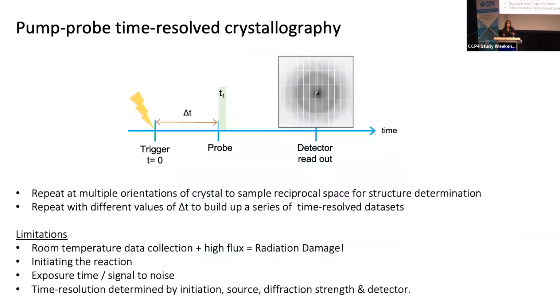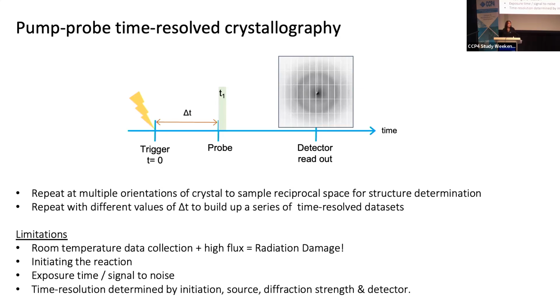When we do time-resolved crystallography, we tend to do an experiment based on the experimental design that was first introduced for flash photolysis in the 1940s. This is called the pump probe experiment. We perturb our structure at time 0 using a trigger, often light, and after a particular time delay, we probe that using X-rays. For crystallography, we then have to repeat at multiple orientations of the crystal to sample reciprocal space and get our structure. And then we repeat at different time delays to see a series of changes that occur over time.